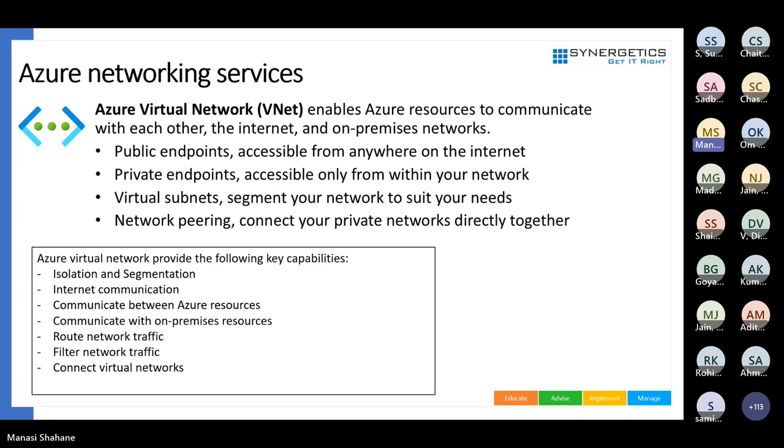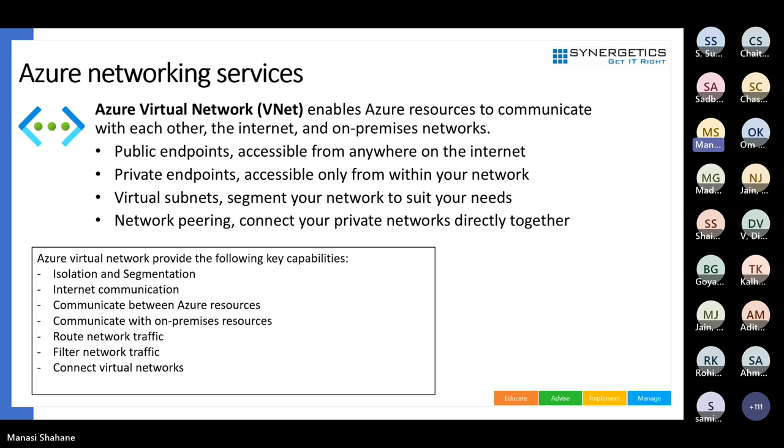If it's a private endpoint, then you can create segments of your network from this IP address to this IP address, and allocate which virtual machines or which databases you want. That process is called subnetting. So you can create subnets of your network according to your needs, and you can put in however many virtual machines you want. Then you have network peering.